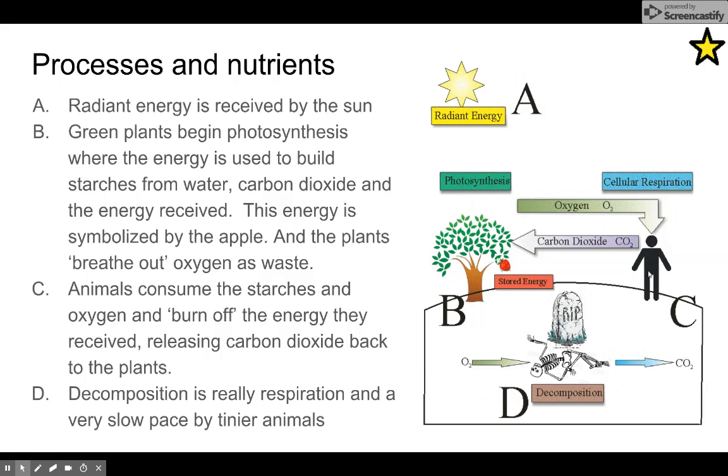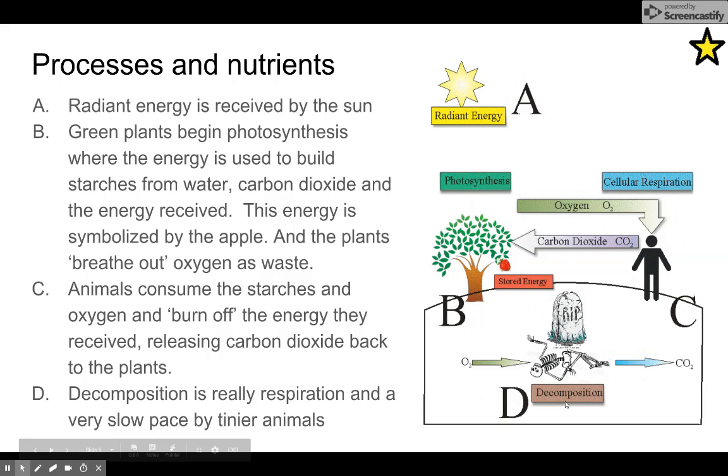Now, animals do the dead reverse. We undergo cellular respiration where we spit out the CO2 and take in the oxygen and then raid the tree of its fruit, unless they're the nasty trees in Wizard of Oz and they won't let us have their fruit.